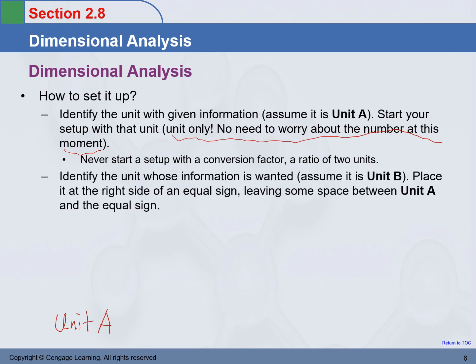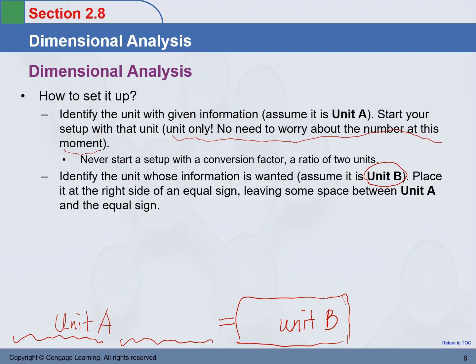Next step, identify the unit with wanted information. Assume that is unit B. Place it at the right side of the equal sign, leaving some space between A and the equal sign. Okay, put the equal sign here, leave some space between unit A and the equal sign, and put unit B on the right of the equal sign. Our job is, from given information, get what is wanted. This is our job.